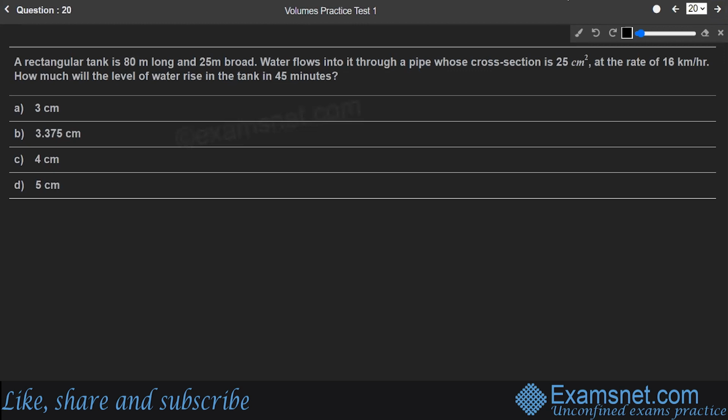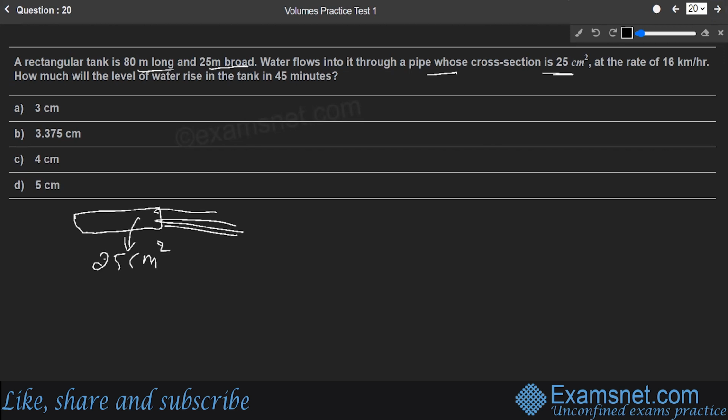Now he says a rectangular tank is 80-meter long and 25-meter broad. Water flows into it through a pipe whose cross section is 25 centimeter squares. So there's a pipe like that, and the water is coming out of it. The cross sectional area of this particular pipe is given as 25 centimeters square.